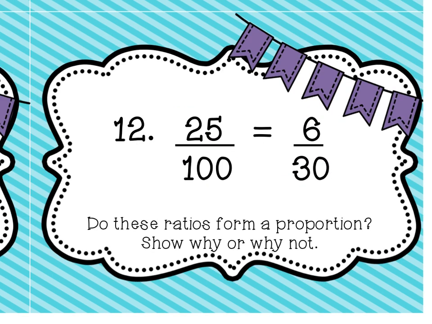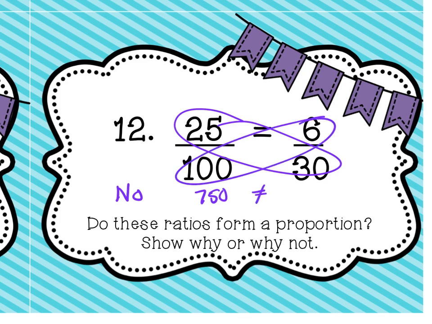And these two ratios do not form a proportion, and that's because their cross products are not equal to each other. So 750 does not equal 600.